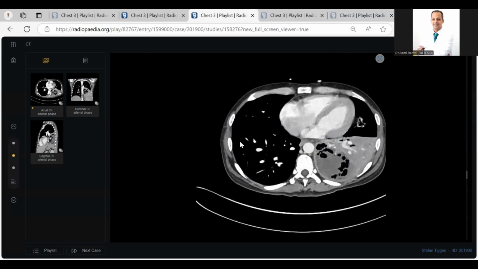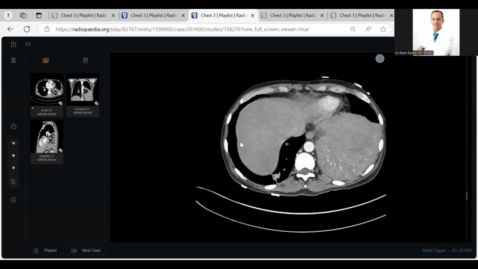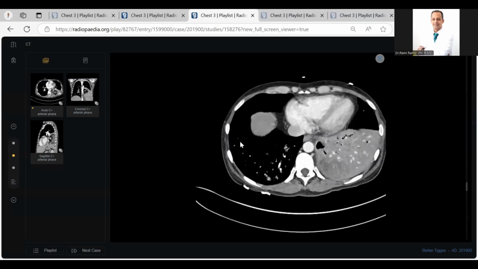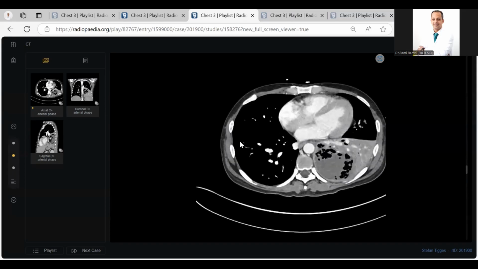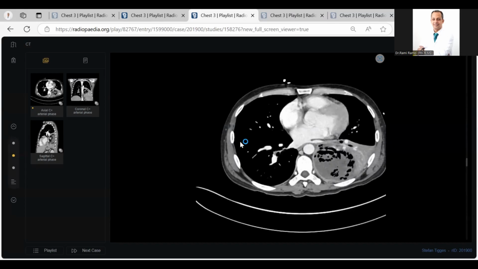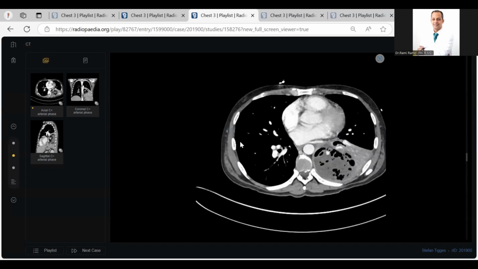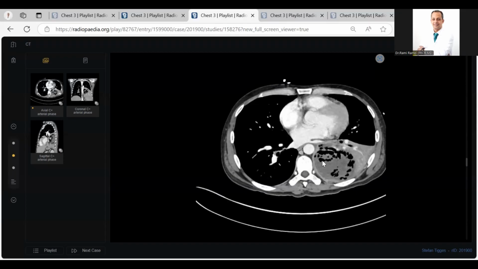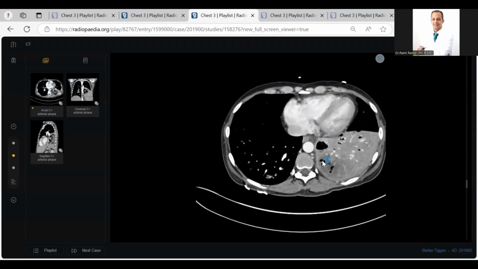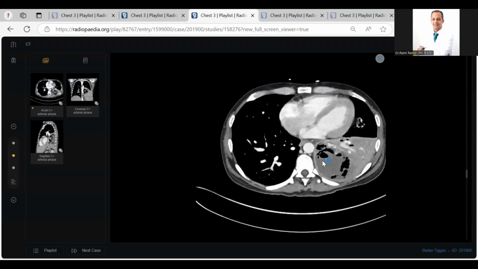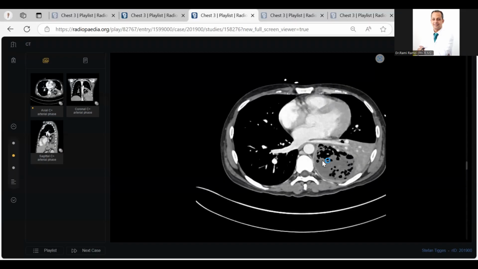In the left lower lobe, surrounded by consolidation, my differential diagnosis is first abscess, empyema, whatever, but this is most likely abscess, because this is not fluid. If it were fluid we should see an air-fluid level. So it is an abscess complicated with a left lower pulmonary artery aneurysm.